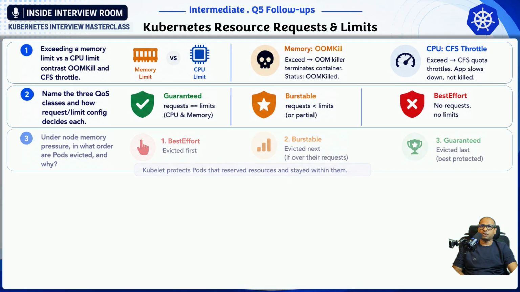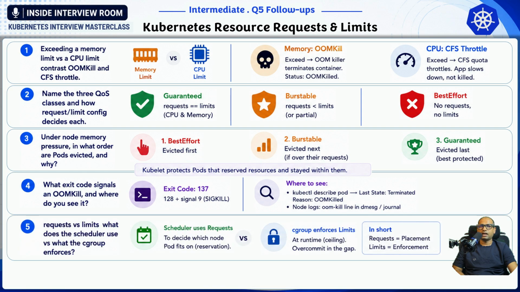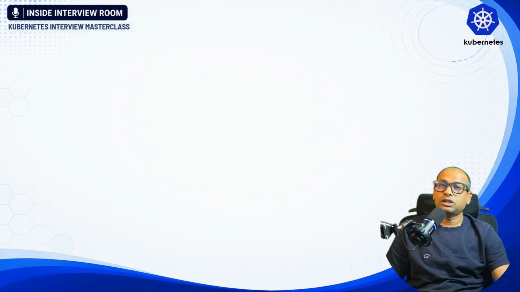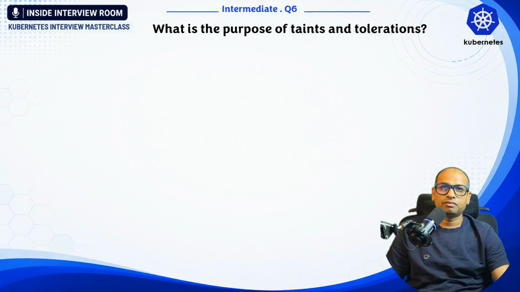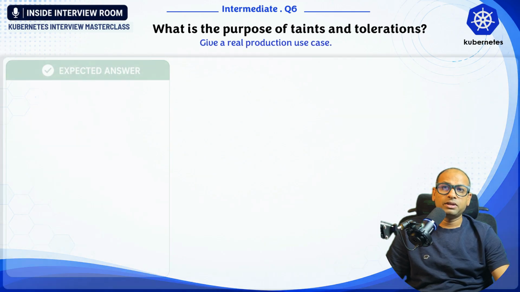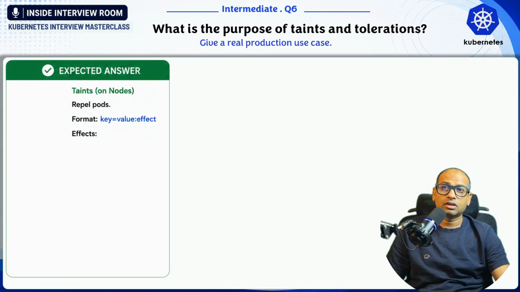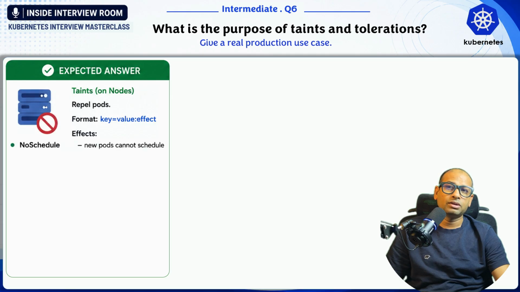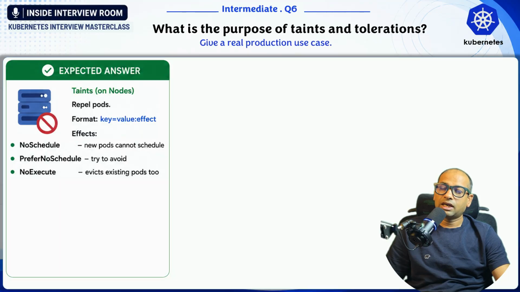Follow-up questions for question number 5 and short answers. Question number 6: what is the purpose of taints and tolerations? Give a real production use case. The expected answer: taints on nodes repel pods, format key equals value, effect. Effects: NoSchedule, new pods cannot be scheduled.